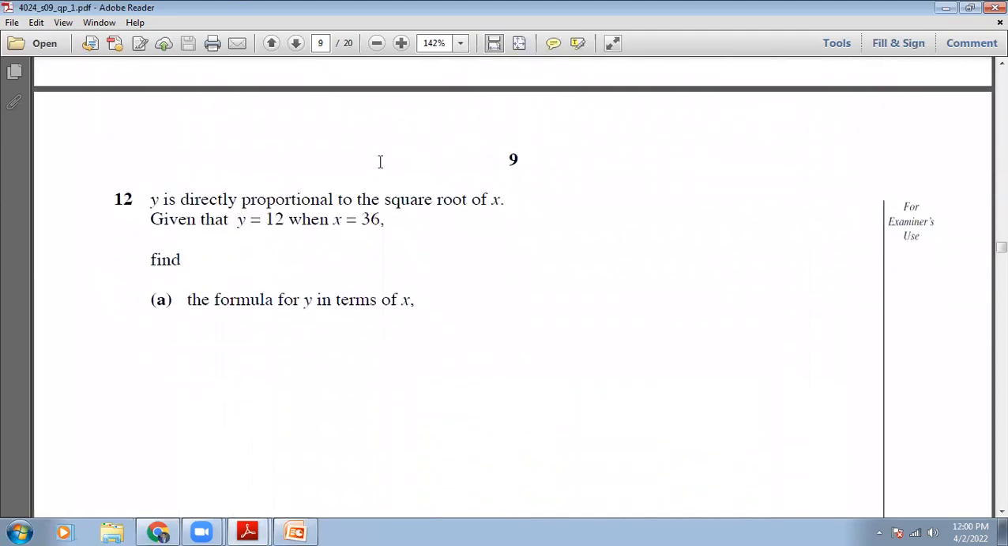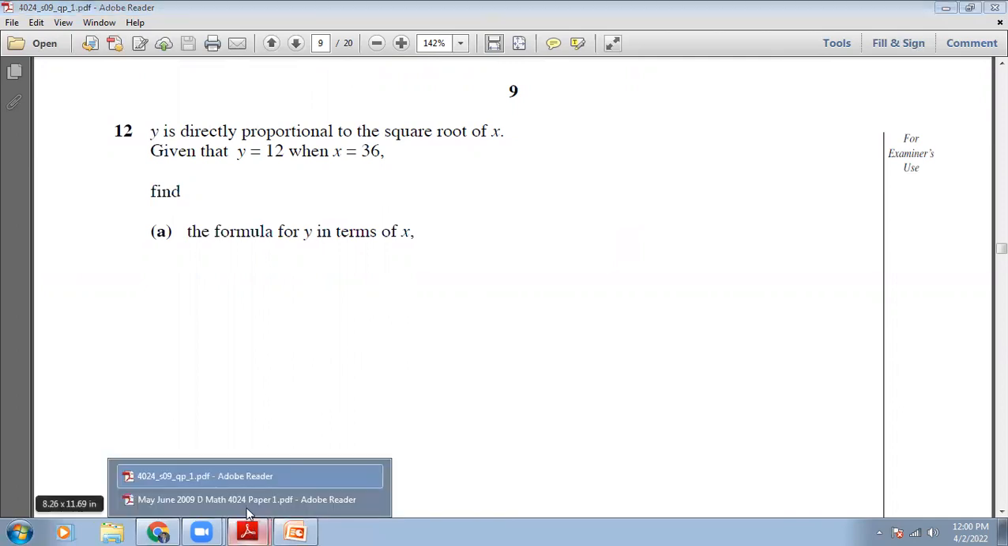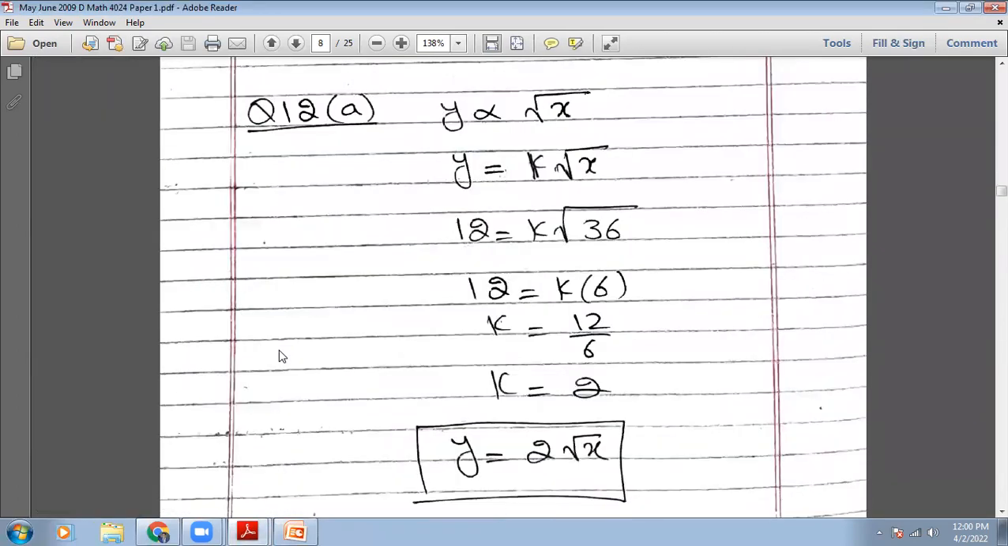Okay, so here we go. It's a 2 marks question. Y is directly proportional to the square root of x, given that y is equal to 12 when x is equal to 36. Find the formula for y in terms of x. He says y is directly proportional to the square root of the x. Okay, so y is proportional to the square root of the x because it's directly, so it will be written upstairs. So when I remove this proportional sign, I put an equal sign, and I also introduce a constant here.